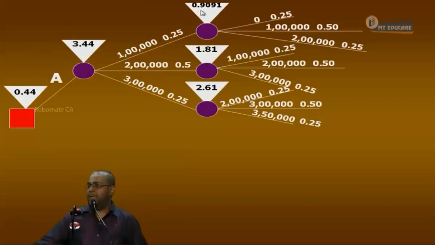0.9091 is 0.9091 lakhs. You can even write it as 90,910, 1,81,000, 2,61,000, and this number is 3,44,000. The numbers inside the triangle are written in lakhs. Okay.